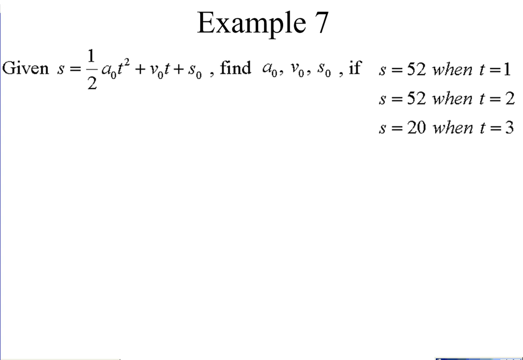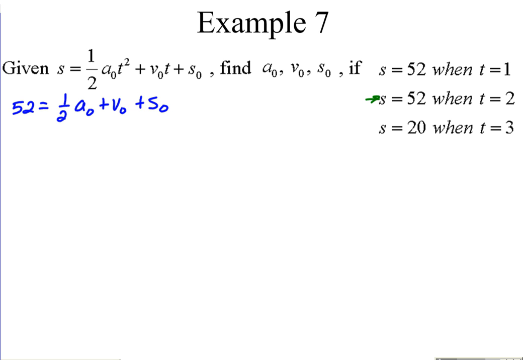So our first one, we plug in t equals 1 and s equals 52. So I'm putting 52 in for s. I'm going to plug 1 in for t and simplify as I go. 1 squared is 1, so we're just left with 1/2 a of 0. Put 1 in for t there. We just have v of 0 plus s of 0. There's our first equation.